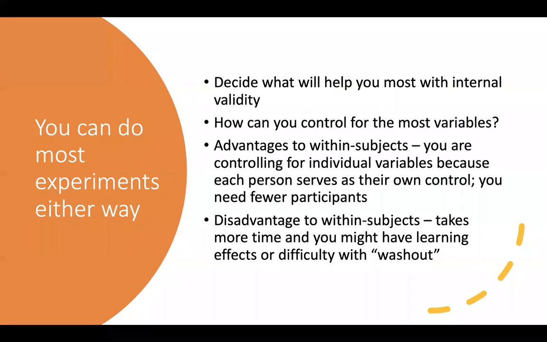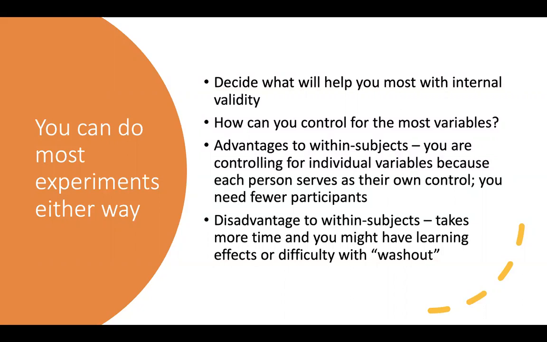Many experiments you can do either way. Some of them work much better one way than another. You have to decide for yours what's going to help you the most when you're creating your internal validity. In other words, how can you control for the most variables? So there are some advantages. Obviously the advantages to one are the same as the disadvantages to the other.